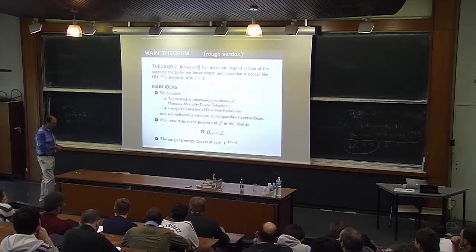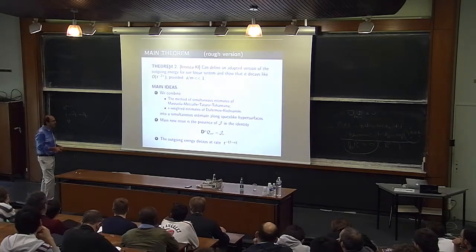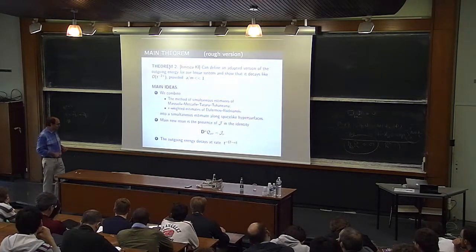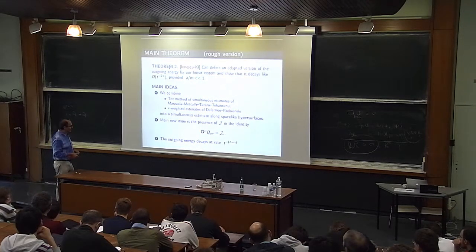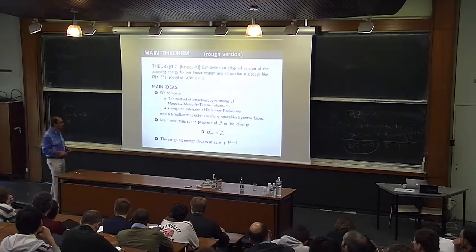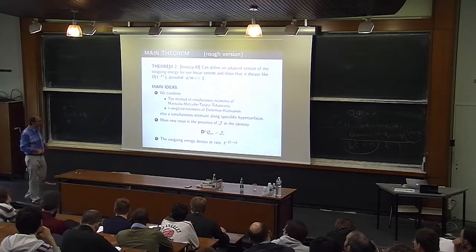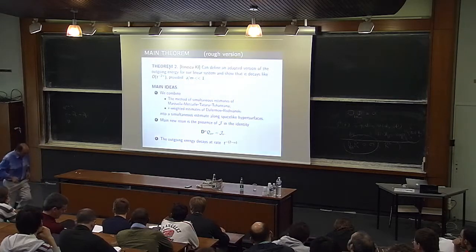So the main issue, as I mentioned earlier, is the presence of J in the identity d^mu Q_{mu nu} equals J_nu. So that's the only really interesting thing. The other ones are just technical. And we show that the outgoing energy decays like t to the minus 2 minus alpha. So you lose a little bit, you lose an alpha, but in the end you get, I guess everybody gets this loss.